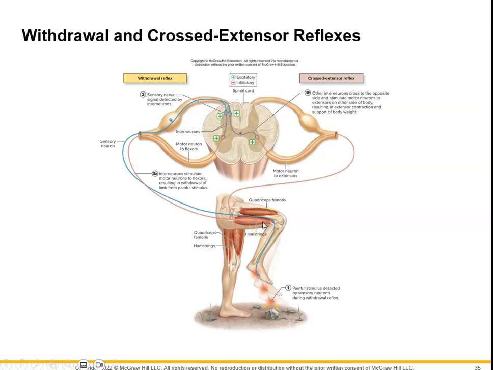stimulus. That's withdrawal. At the same time, that sensory neuron is going to synapse with an interneuron that crosses the midline, okay? So that's contralateral. That motor neuron then is going to go out and stimulate the hamstrings of the opposite leg. And basically it says, hey dude, hold us up because we're pulling the other one up, okay?